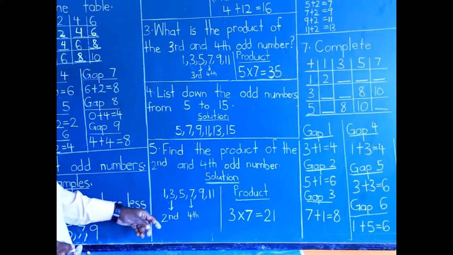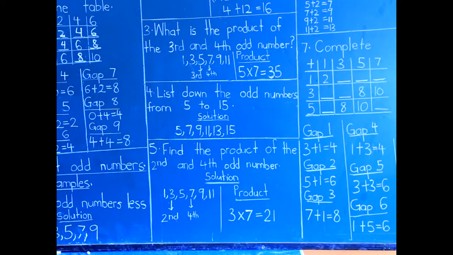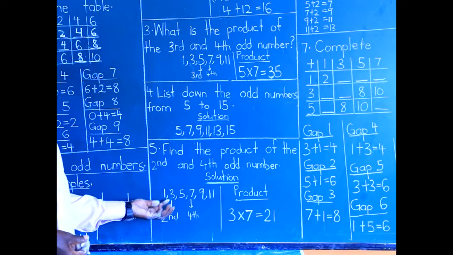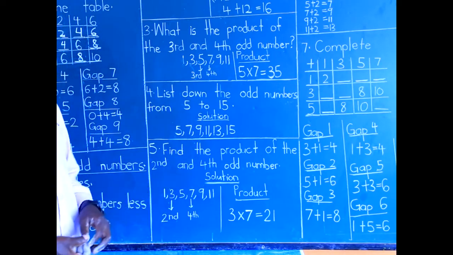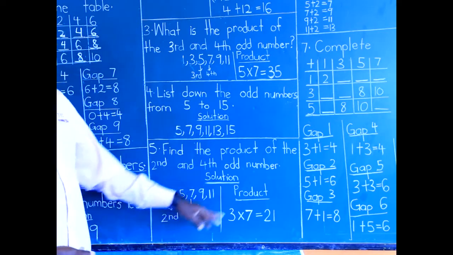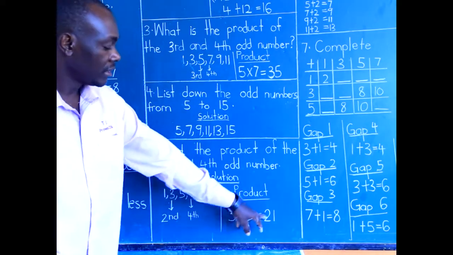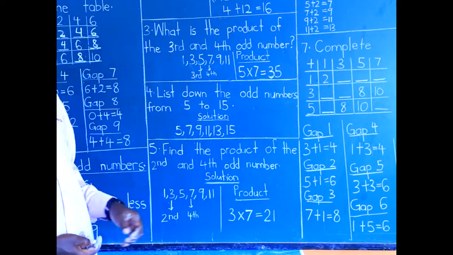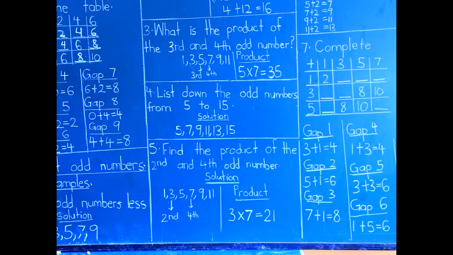Now find the product of 3 and 7. Remember I said product is found by multiplying 2 or more numbers, and the two numbers we have are 3 and 7, being the second and the fourth odd numbers. So we say product equals 3 times 7, which must be actually got as 21. So 21 is the product of the second and fourth odd numbers.